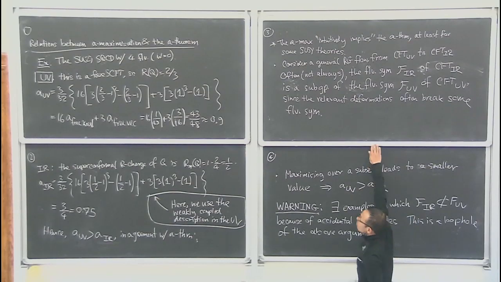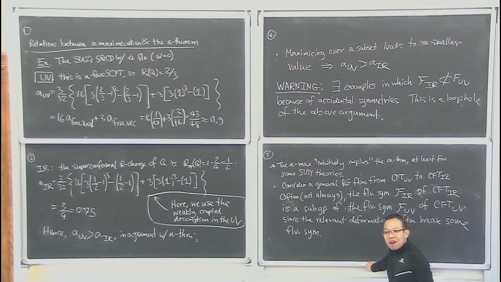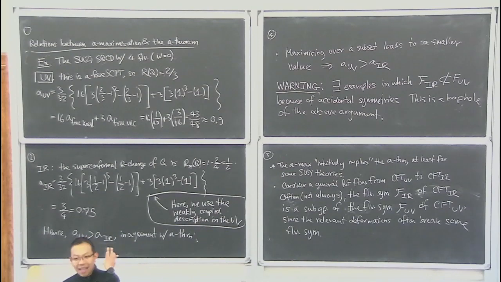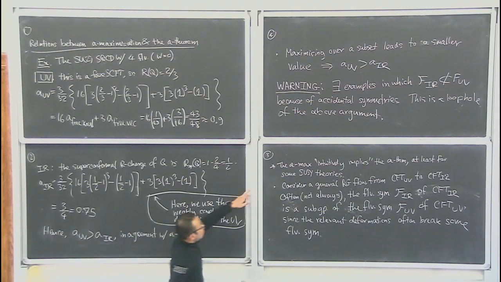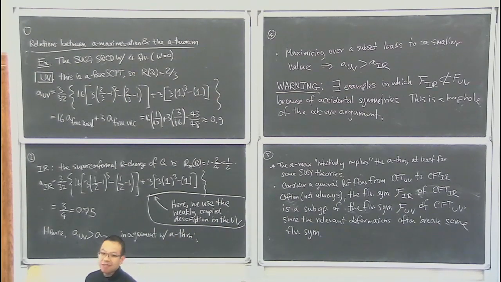Now, some of you asked me about the intuition of A maximization. Back in the time when Intriligator and Wecht developed this technique, the A theorem was still a conjecture. It was proven in 2011, almost 11 years later. Yesterday I said that if you look at the proof, it's highly non-trivial. There is some kind of intuition you can develop, but this intuition has a loophole, so you have to be careful.